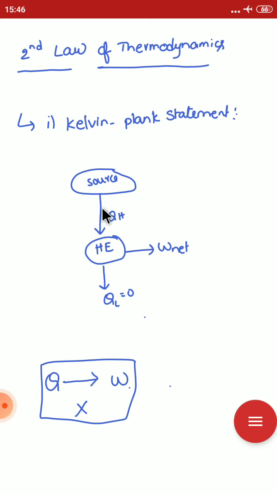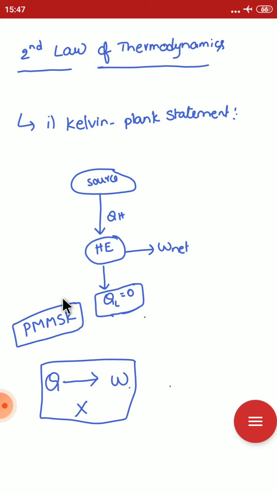Complete conversion of energy from heat to work won't be possible. To construct such a device is impossible. Without losing, or with zero losses of energy, complete conversion of heat into work won't be possible. If it were possible, such a device would be called a perpetual motion machine of the second kind.